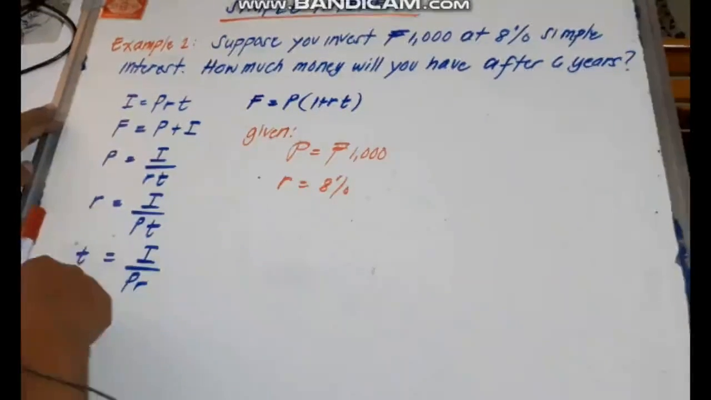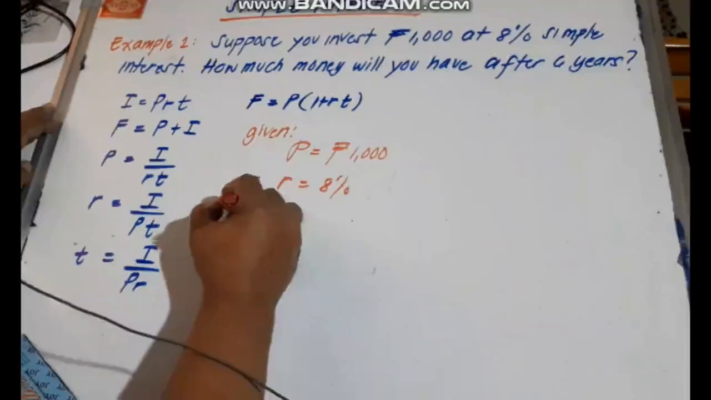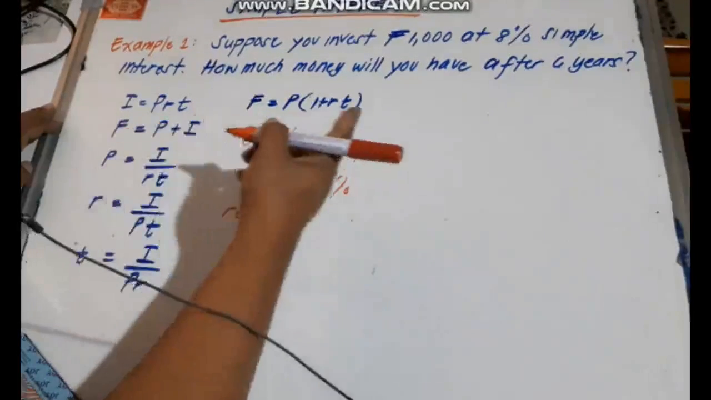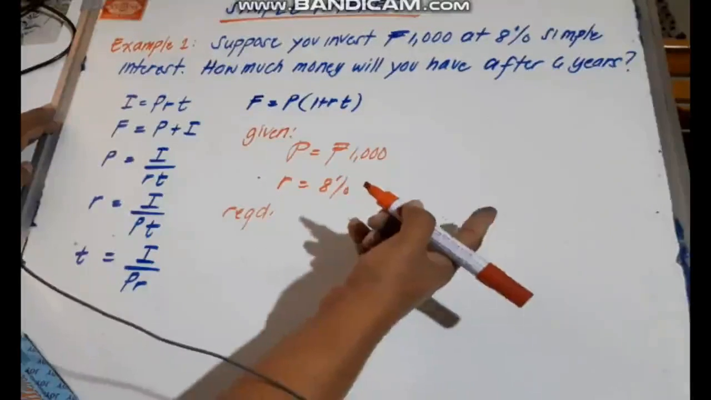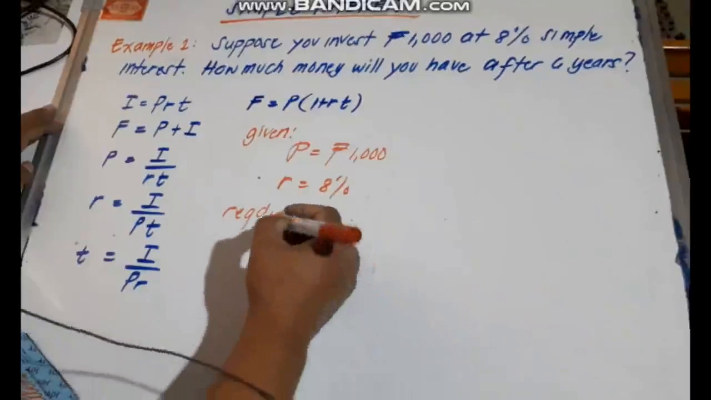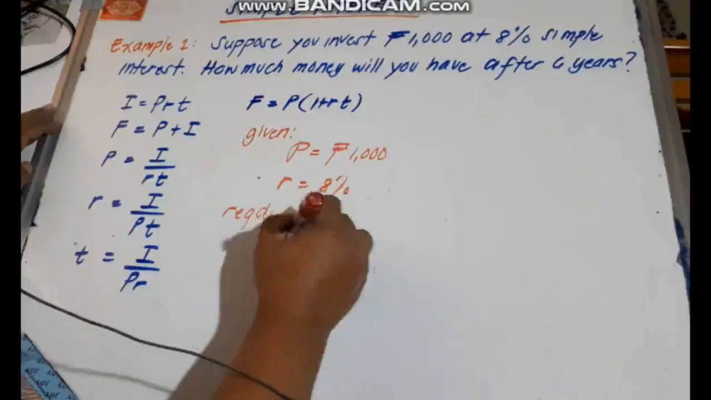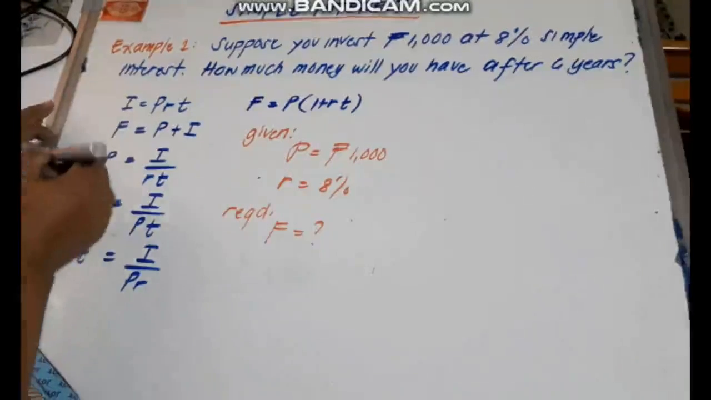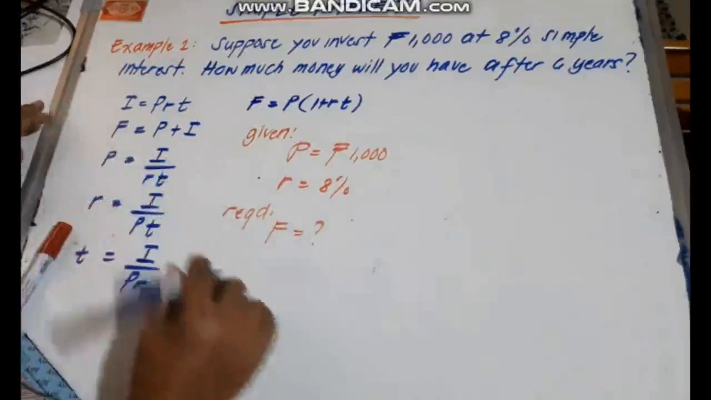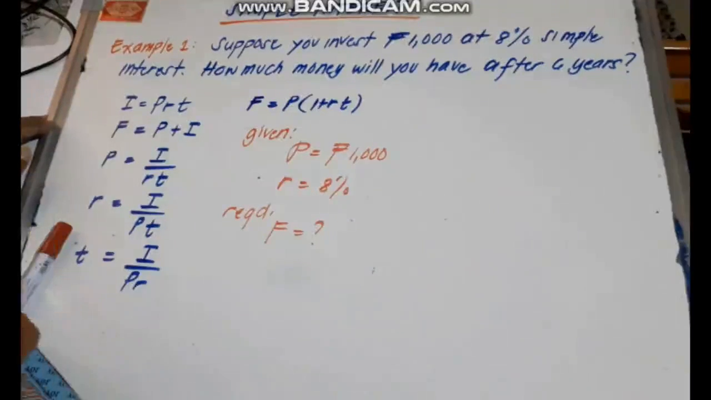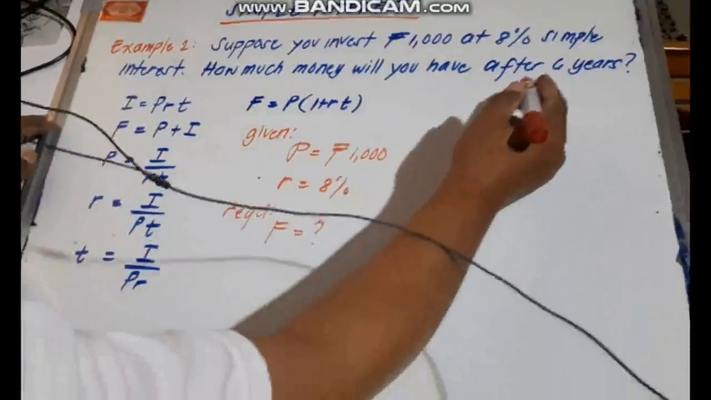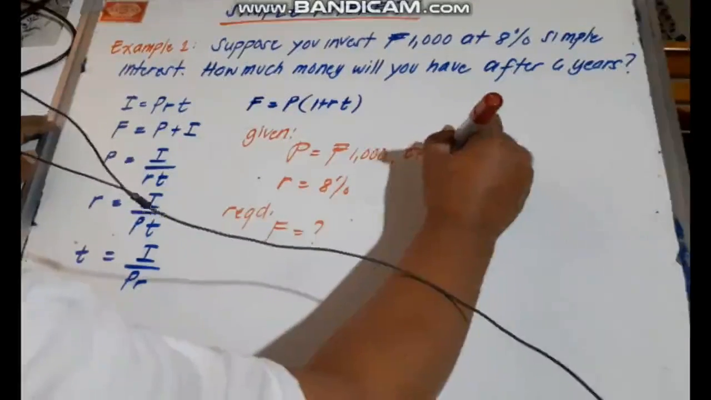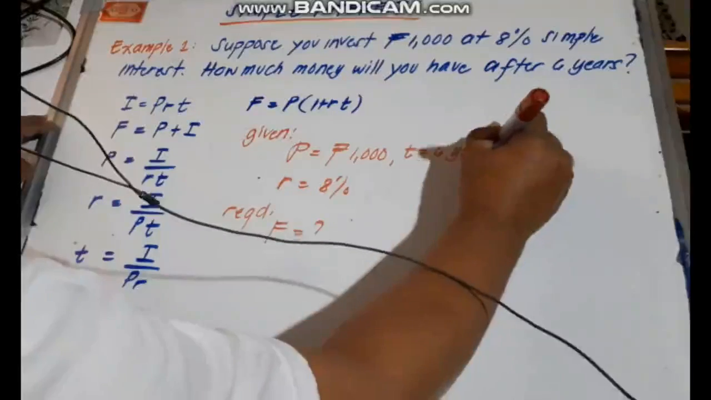And the required of the problem is the money that we're going to have after 6 years. So that is the future value of money. So that is F. F is the unknown on example number 1. Now, I forgot to write T. T is the number of years, which is equivalent to 6 years on our example number 1.